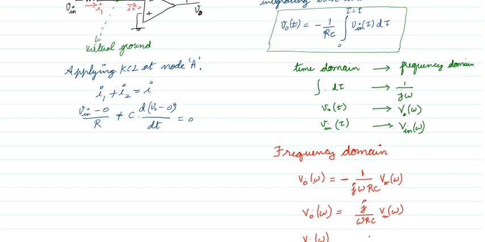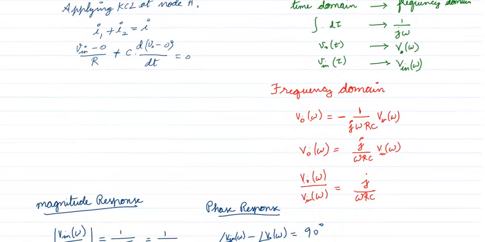Now, that's 1 by j omega. Taking the complex conjugate, multiplying numerator and denominator with j, by j square. J square is minus 1. So 1 by j, I can write it as minus j. Okay. Now what is the output by input? It is minus j by omega RC. Fine. So this is the gain, output by input in the frequency domain.